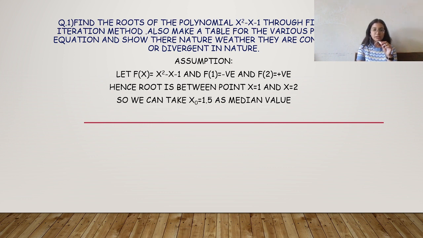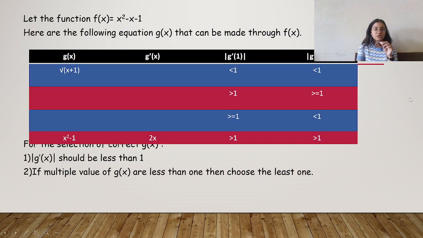Assumption: let f of x equals x square minus x minus 1, and f of 1 is negative and f of 2 is positive. Hence, the root is between x equals 1 and x equals 2. So we can take x0 equals 1.5 as the medium value. Let the function f of x equals x square minus x minus 1. This is the solution. Here are the following equations g of x that can be made through f of x.